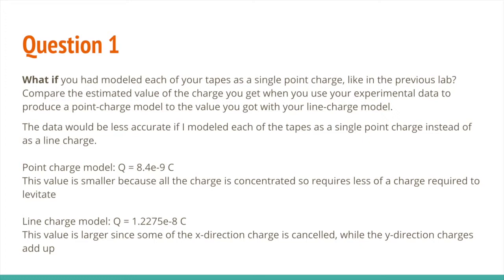The data would be less accurate if I modeled each of the tapes as a single point charge instead of as a line charge. Using the point charge model, I got Q equal to 8.4 times 10 to the negative 9th coulombs. This value is smaller because all of the charge is concentrated, so it requires less charge to levitate. Using the line charge model, I got Q equals 1.2275 times 10 to the negative 8th coulombs. This value is larger since some of the x direction is cancelled, while the y direction charges add up.